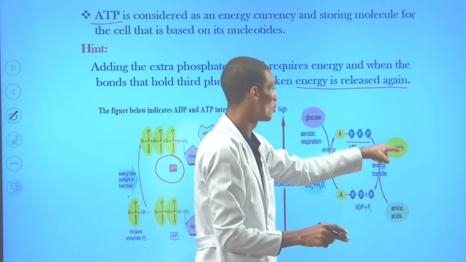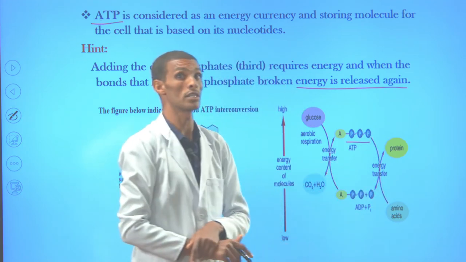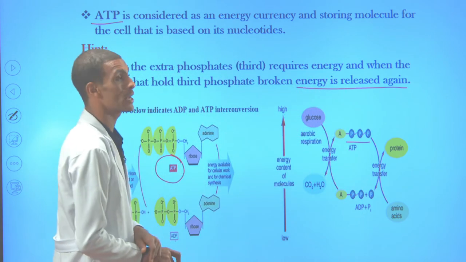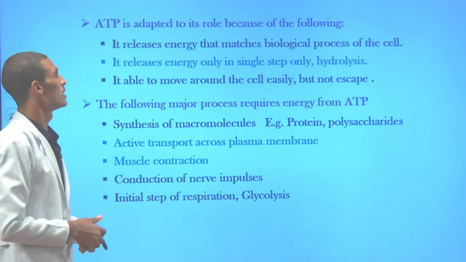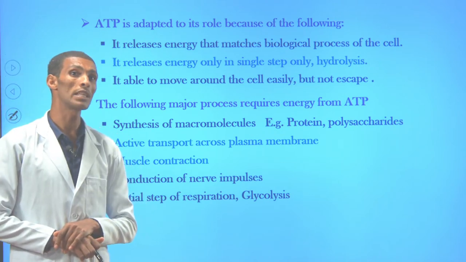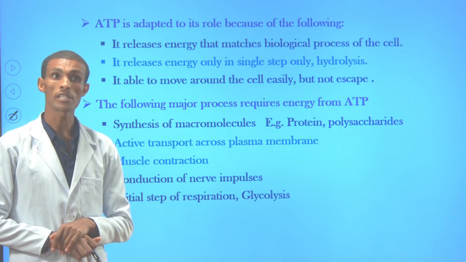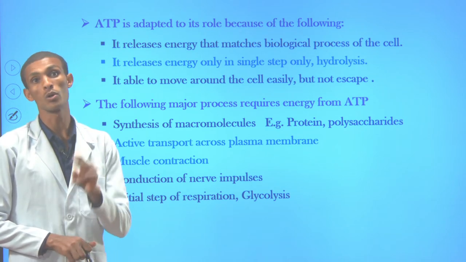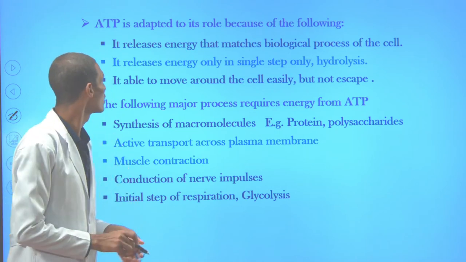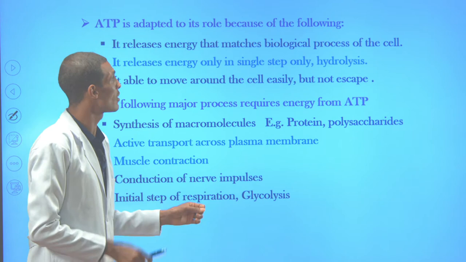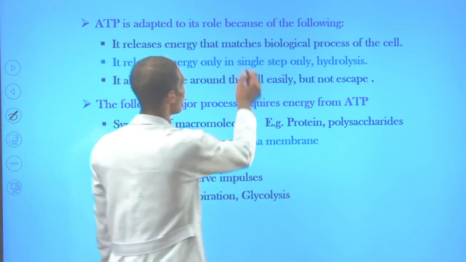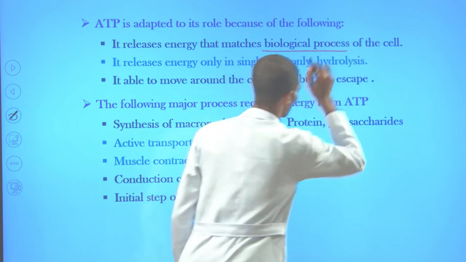The cell prepares protein from its amino acid part, in which a redox reaction takes place. In where? In respiration. So ATP is an important molecule in the cell, which is adapted for its function because of 3 main reasons. The one important reason is it releases energy for the biological pathway of the cell that matches that of the biological process of the cell.